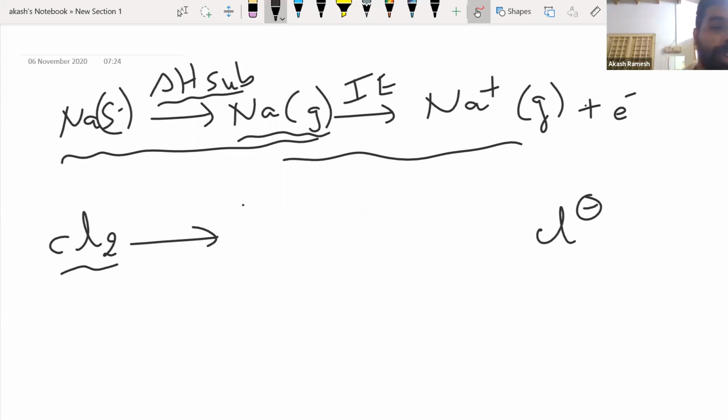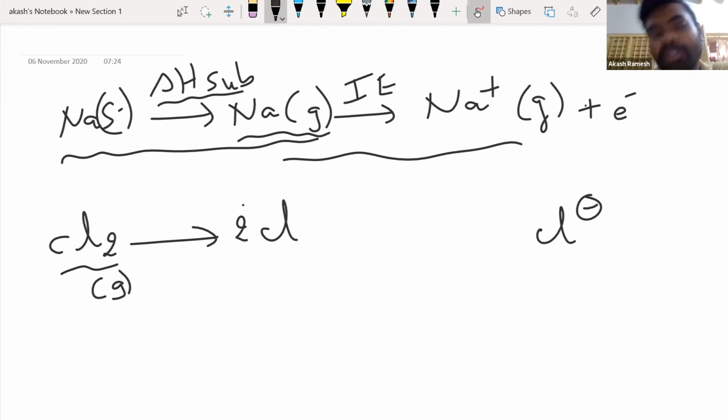So obviously what I have to do is convert this Cl2, I know the natural form is a gas. Chlorine is a gas. So I have to convert this chlorine into 2 chlorine atoms. Done? Okay. Now tell me, what is the enthalpy associated here?